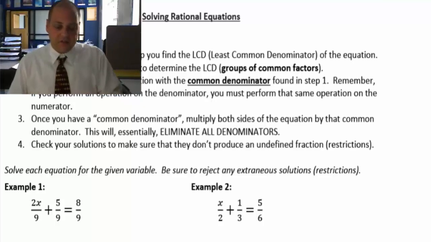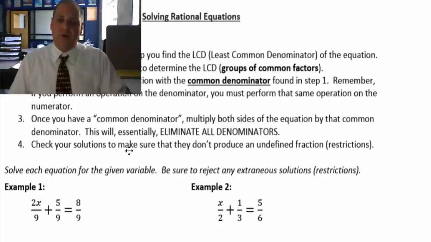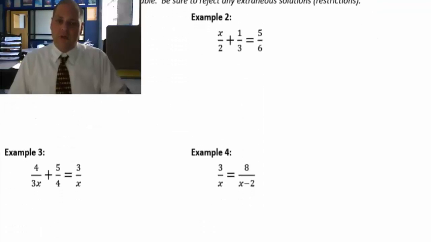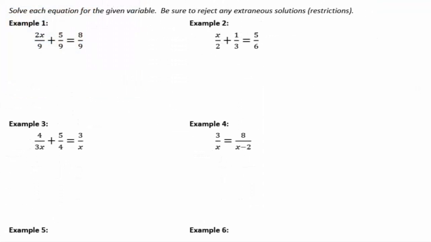All right, so to start off, here's the procedure for you. I'm not going to bore you by reading that, but you'll see how it works as we go through the example. All right, so example 1, pretty easy because we already have a common denominator of 9. Once you have a common denominator, I'm basically multiplying both sides by 9 to get rid of that denominator.